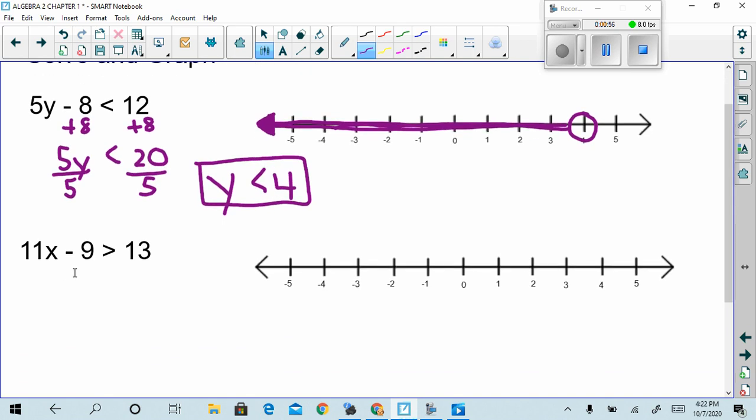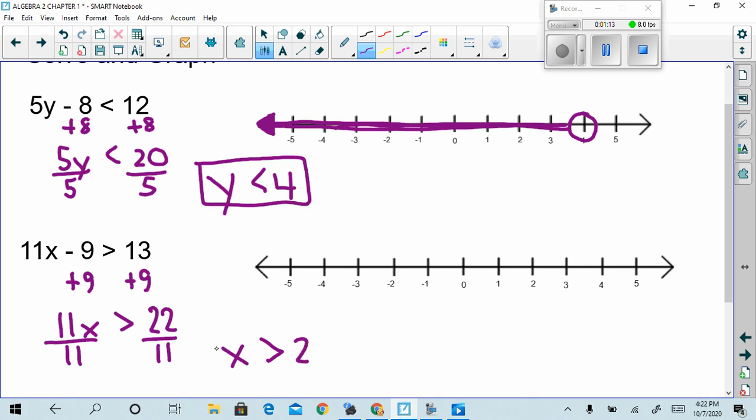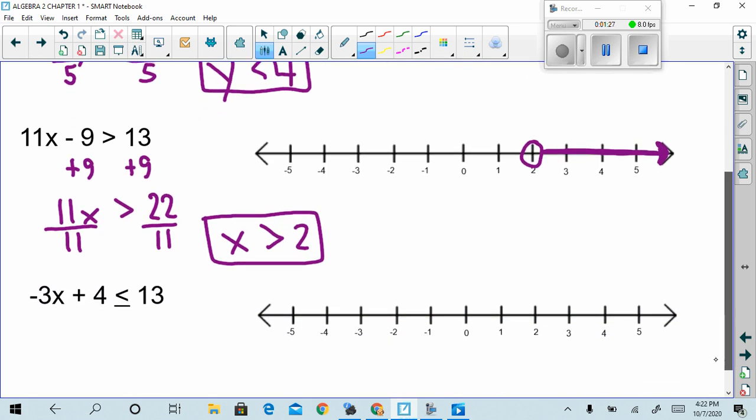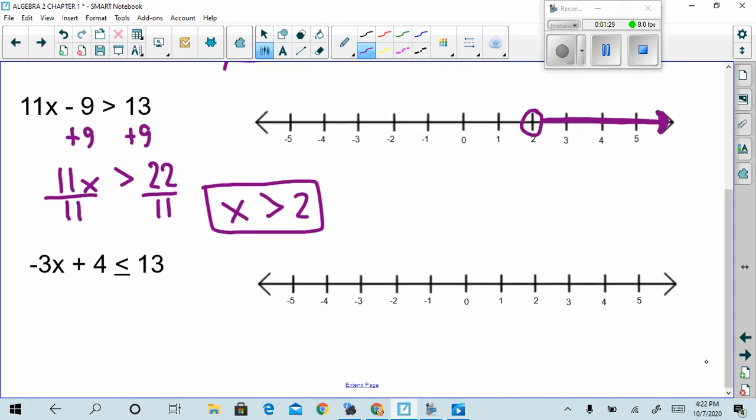This one requires two inverse operations as well. We'll add 9 to both sides. I get 11x is greater than 22. Dividing by 11. Solution, x is all numbers greater than 2. And we'll see that open circle once again and shading everything in the greater than direction into positive infinity. So far nothing particularly new. Let's look at the third problem.